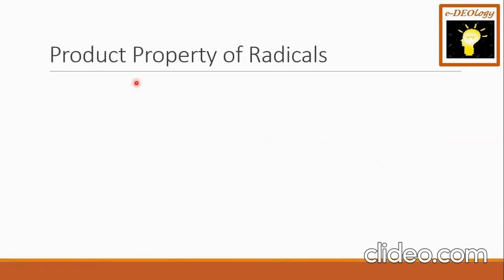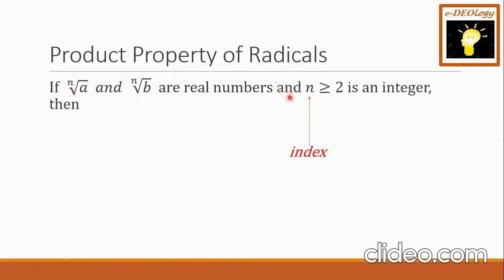First, let us have the product property of radicals. Suppose there are two radicals here, the nth root of A and the nth root of B. Take note that the index are the same. And n, and that is the index, is greater or equal to 2. And the index is also an integer.